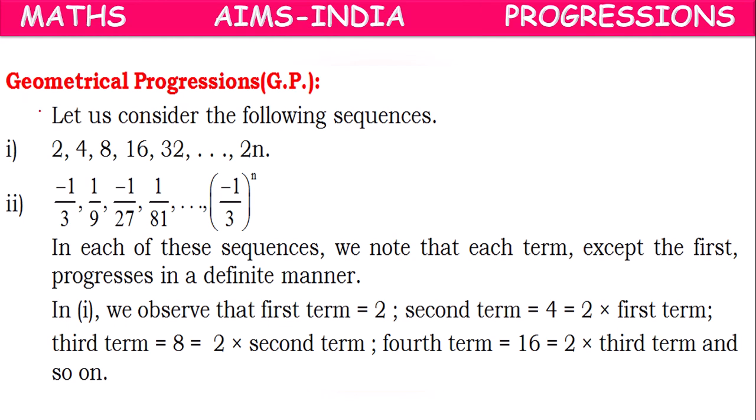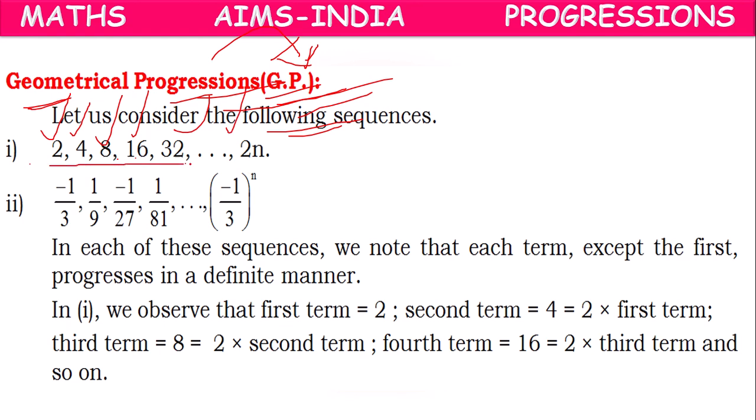Next, children, we have another concept called geometrical progression or geometric progression. In short, it is denoted by GP. If you see the following sequence, children, we have here 2, 4, 8, 16, 32, 2 to the power n. It means it's a sequence of even numbers.